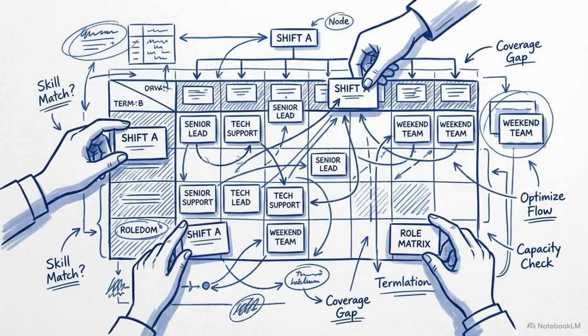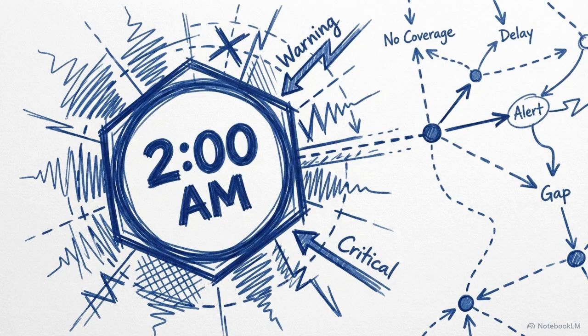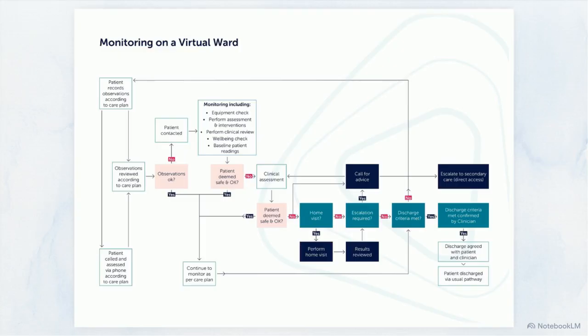Step 4 is mapping the operational roster. Your baseline requirement is staffing the virtual ward for at least 12 hours a day, 7 days a week. You must also address the out-of-hours gap. Establish nighttime coverage using on-call cardiology or general medicine teams to maintain patient safety when the primary team is off shift. This flowchart illustrates the monitoring process.